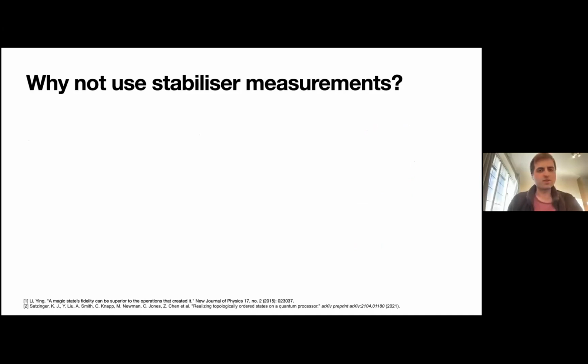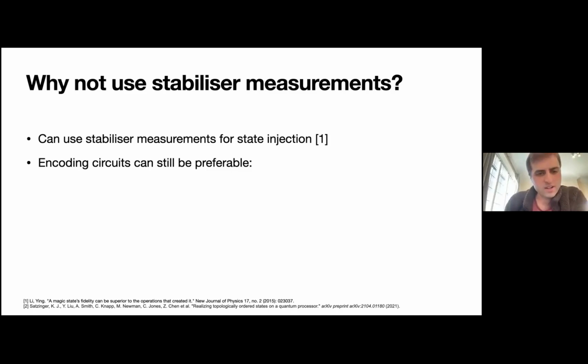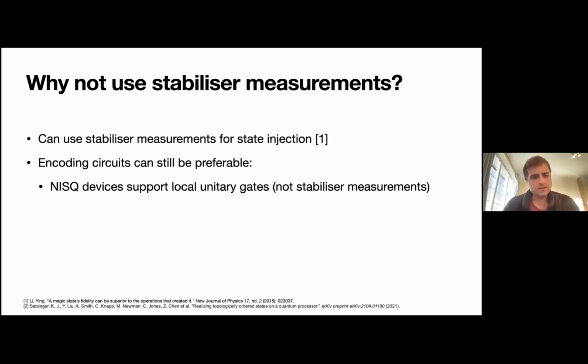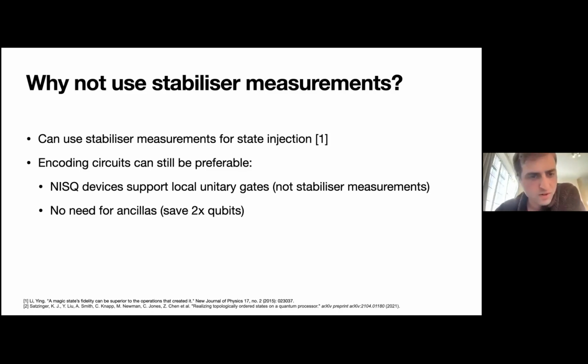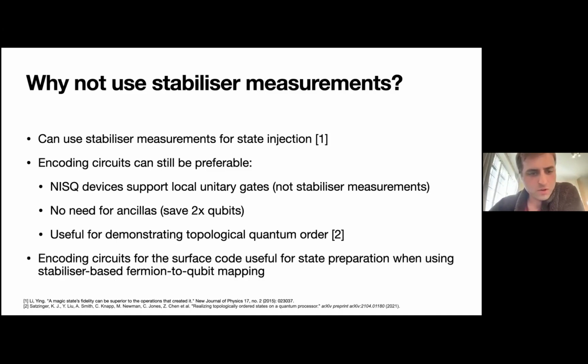Okay, and the question is, why not just use stabilizer measurements to encode these states? Indeed, say for magic state preparation, you would do just that. However, it can still be preferable in some circumstances. Firstly, NISQ devices only support local unitary gates, not stabilizer measurements. So if you just want to demonstrate, say, topological quantum order, then it's easier to use an encoding circuit. You also save a factor of 2 from ancillas.